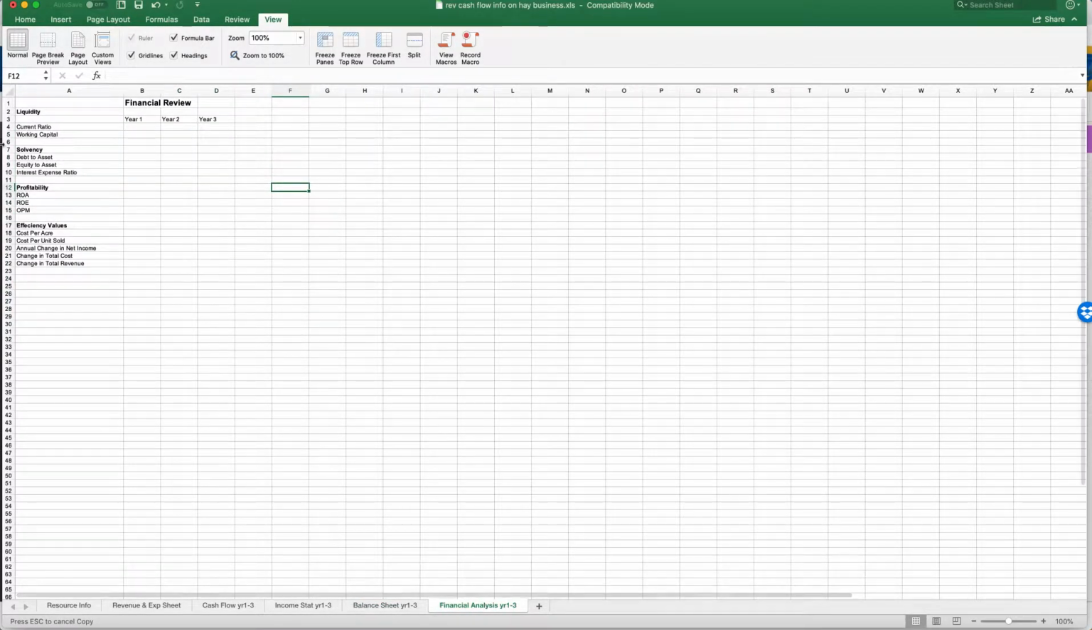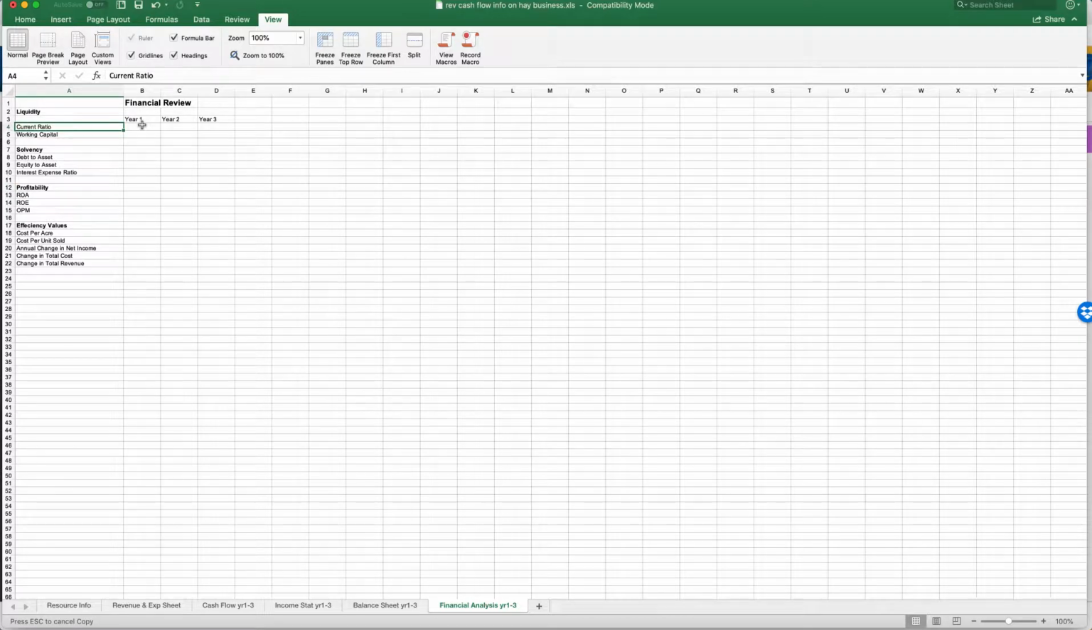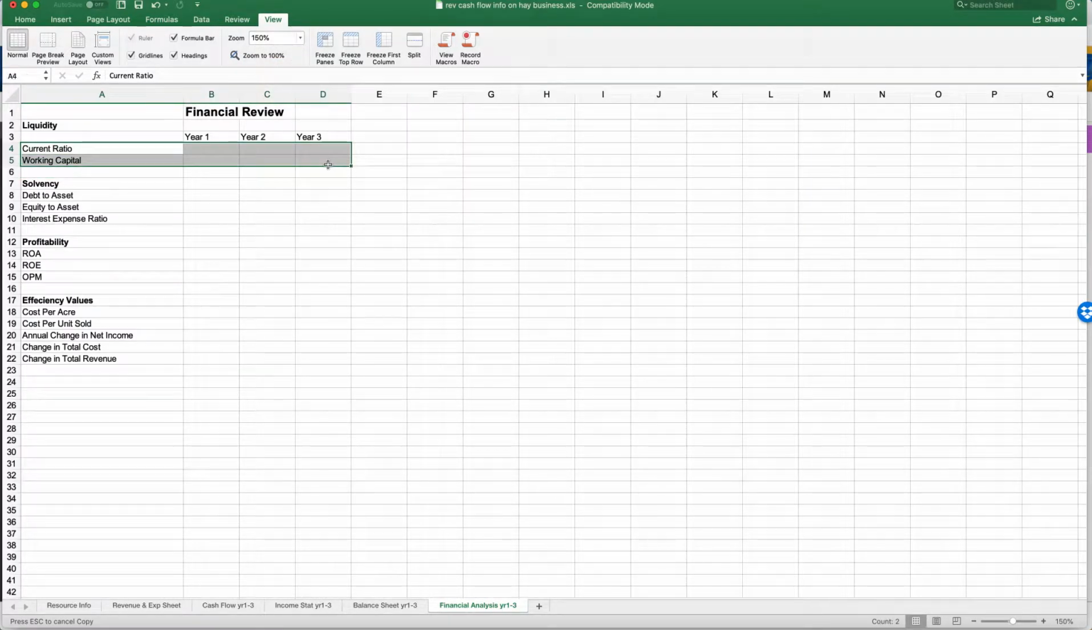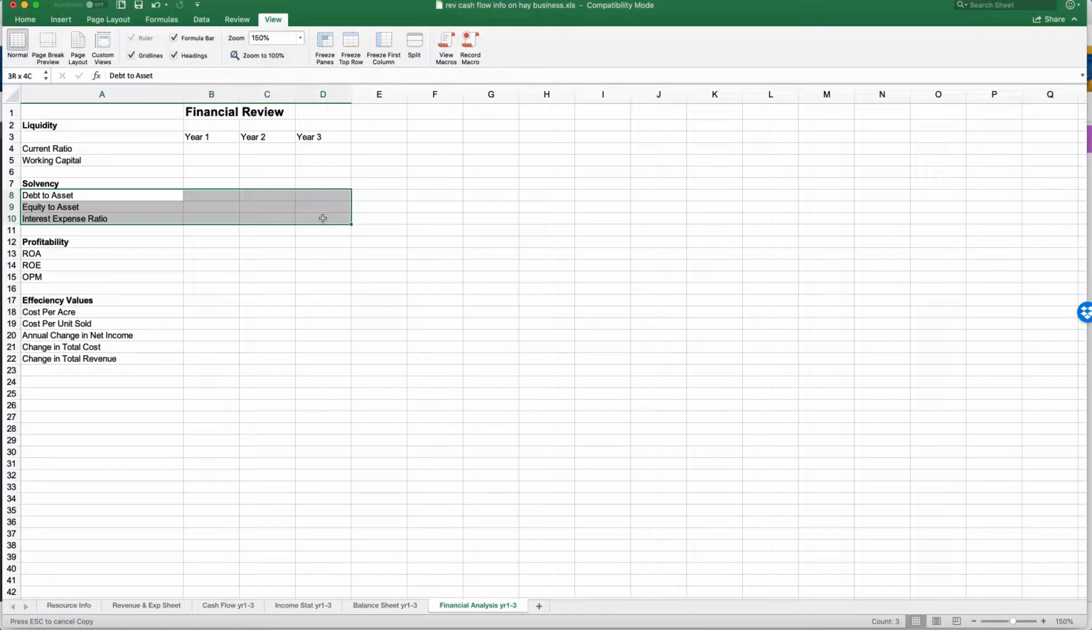Financial analysis is the last part. You could look at the videos to find the formulas, but in financial analysis, we are looking at a current ratio and working capital. This will tell us about our liquidity. These will tell us about our solvency, especially looking at interest debt. And then ROA and ROE and operating profit margin are also listed in the videos, so you'll be able to calculate what those are. And then I did some efficiencies. What's the cost per acre start out at, and what does it change to?